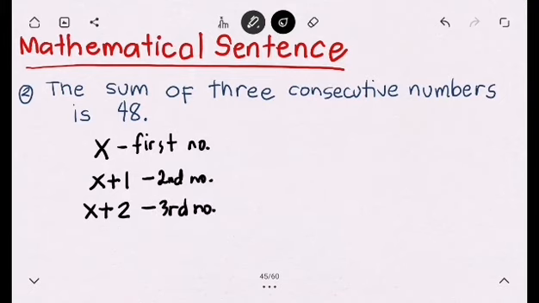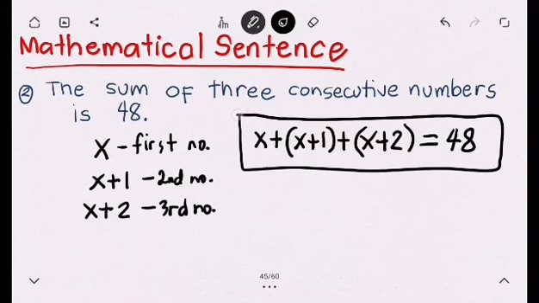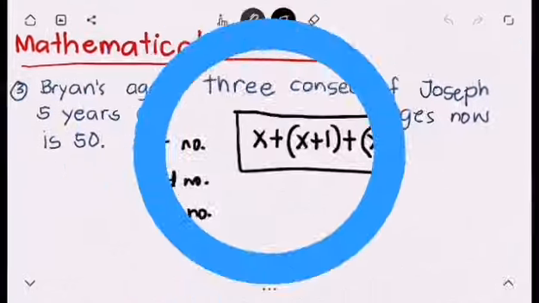Okay, so pwede na nating gamitin itong information na meron tayo. Okay, so the sum of three consecutive numbers. So meron na tayong three consecutive numbers. So we have x plus yung susunod sa kanya, x plus 1, plus x plus 2. Okay, so yung word na is, equals 48. Okay, so ito yung ating mathematical sentence para sa number 2.